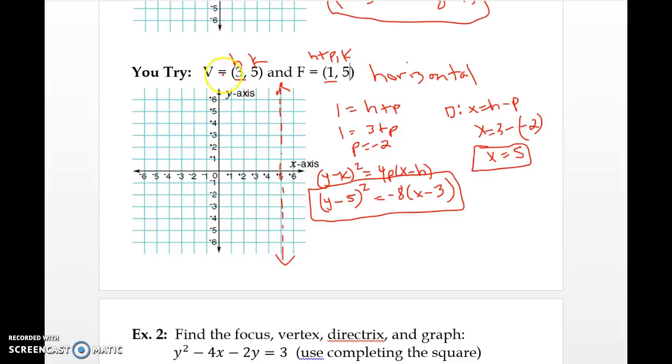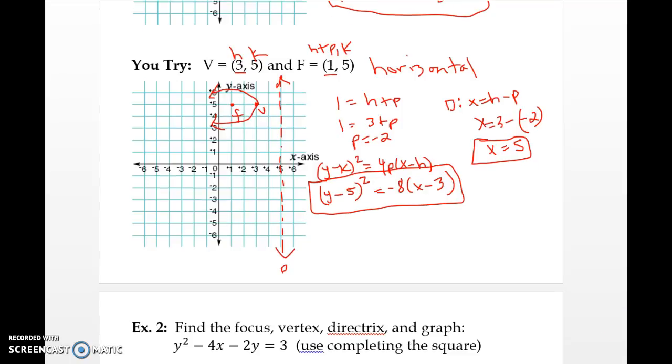Your vertex is 3, 5. It's over here. And your focus is 1, 5. And that's over here. And then your graph will bend around your focus and away from your directrix. Okay, moving on.